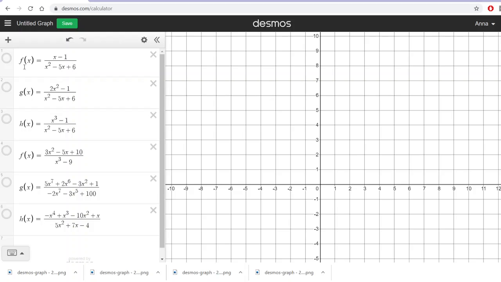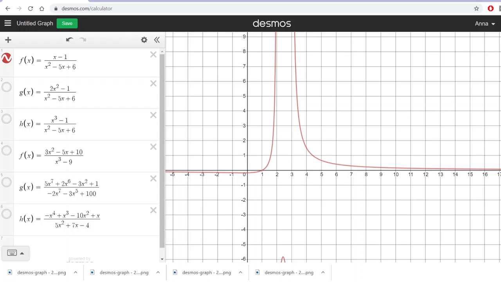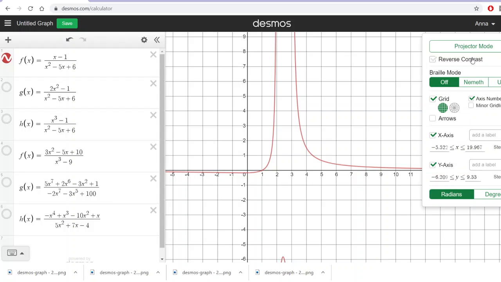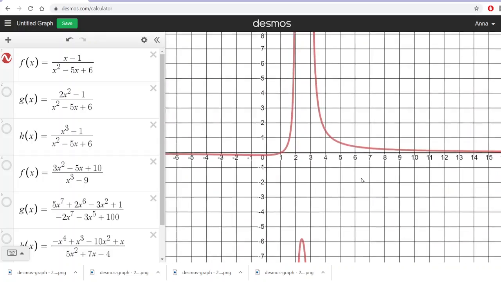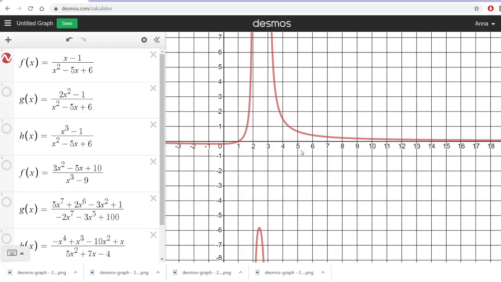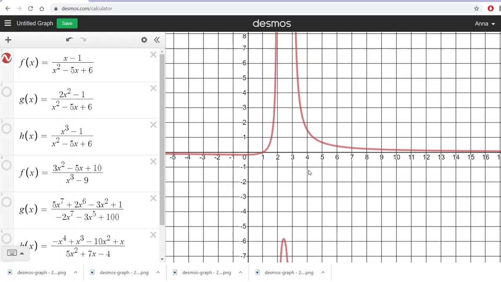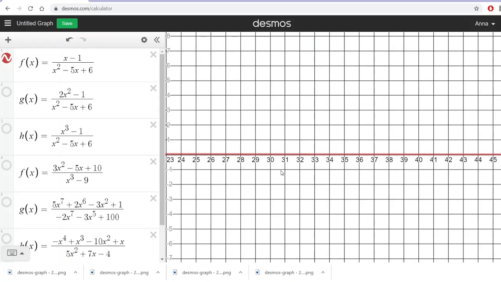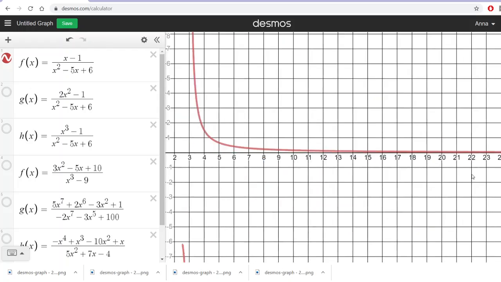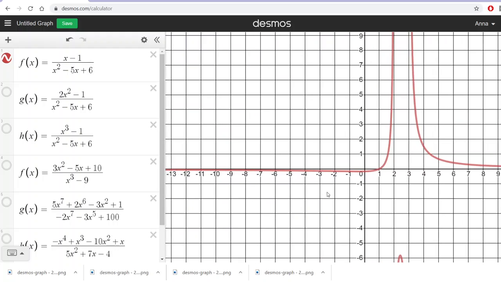Okay, so this was that function. So we can see that this function has some vertical asymptotes, but that's not what we're worried about right now. We're just looking for a horizontal asymptote. And so as we plug in bigger and bigger values for x, we can see that the graph gets closer and closer to 0. And then the same thing happens with the negatives.